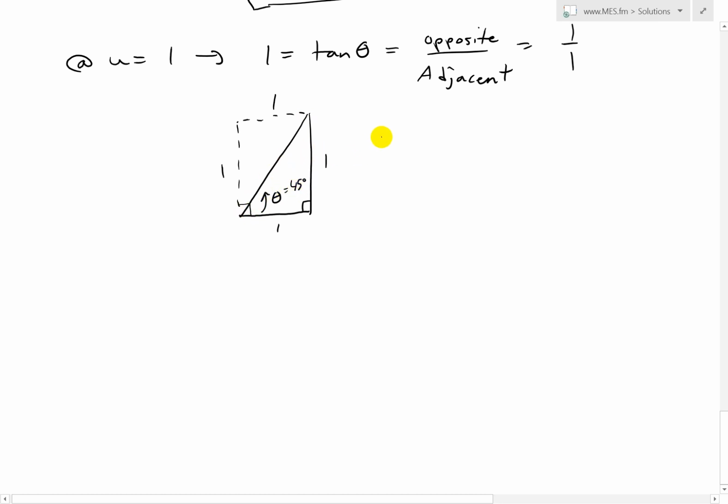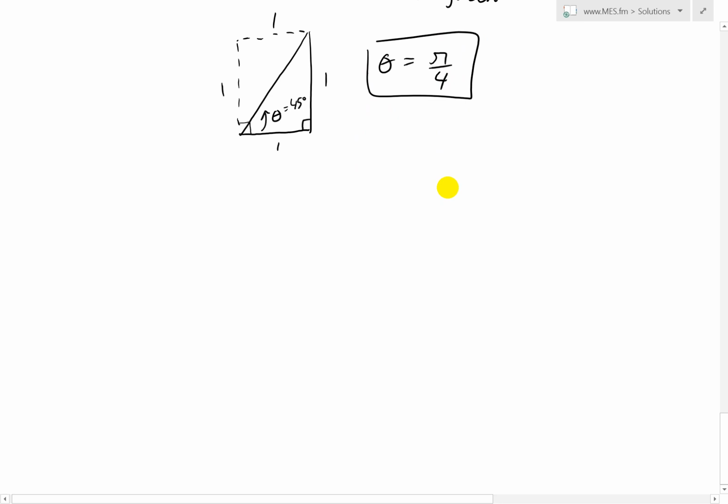So that's 90 degrees or 45, or in radians, this is just pi over 2 divided by 2, which is pi over 4. So the angle is pi over 4, and we're going to be dealing with radians as always, unless otherwise stated. So that's what we get in this case.